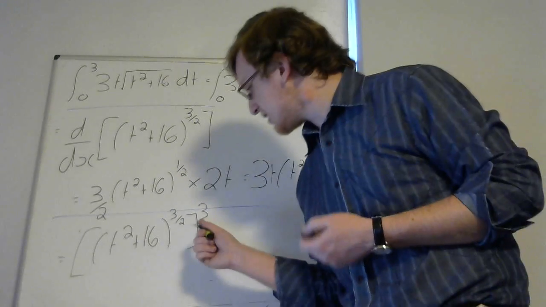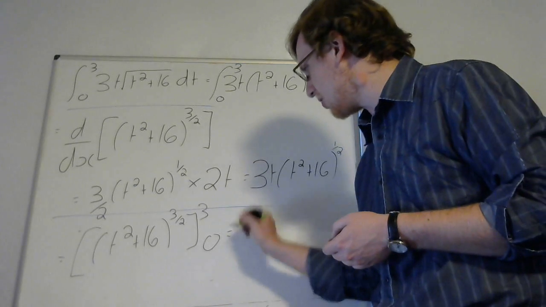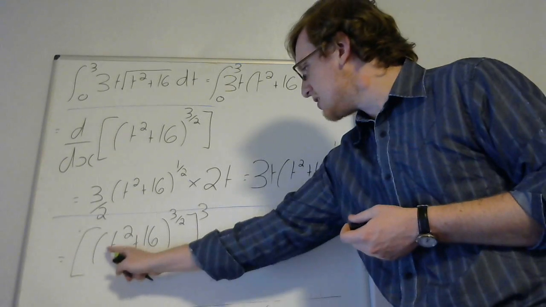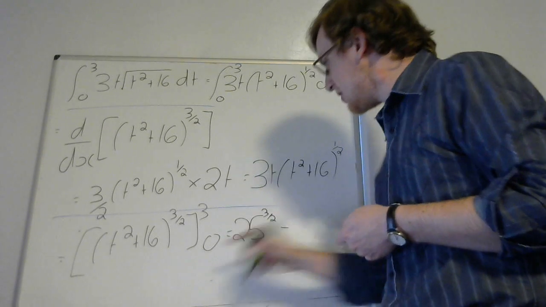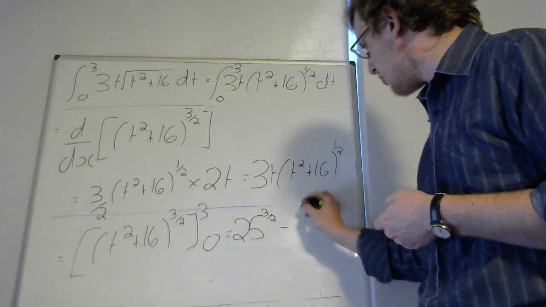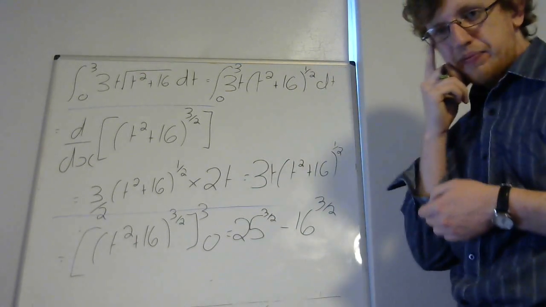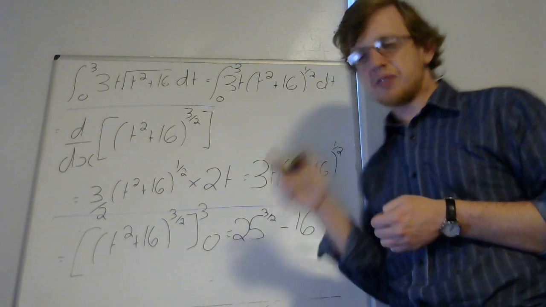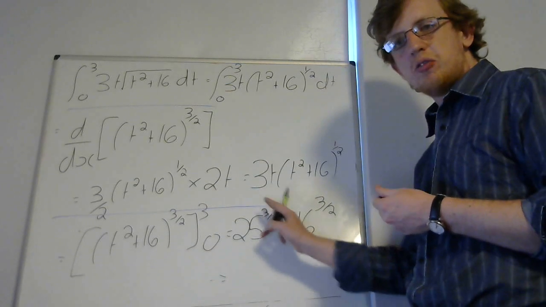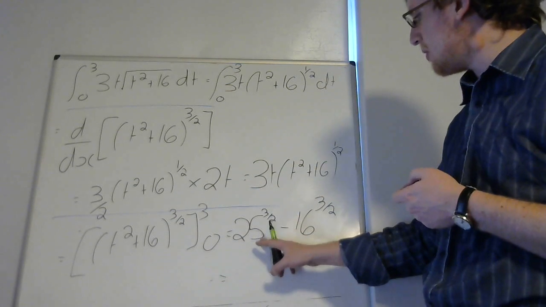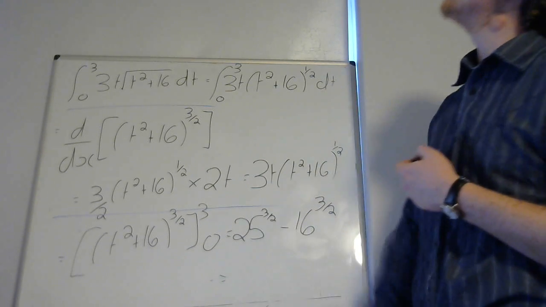So, and then it's just really simple now, just putting the numbers 3 and 0 into that. I can do that quickly. T squared, 3 squared is 9, plus 16 is 25 to the 3 over 2, minus 0, whatever, 16 to the 3 over 2. How do you do powers when they're fractions? Just ask your friends in year 9. The bottom, the denominator is the root and the top bit is a power. So the square root of 25 is 5. 5 to the power 3 is 75.